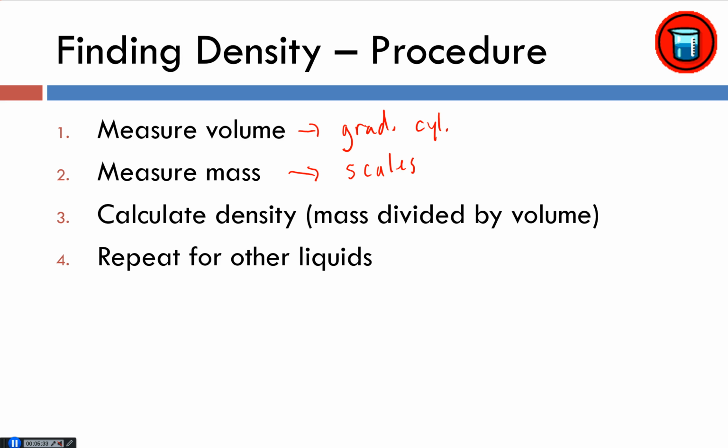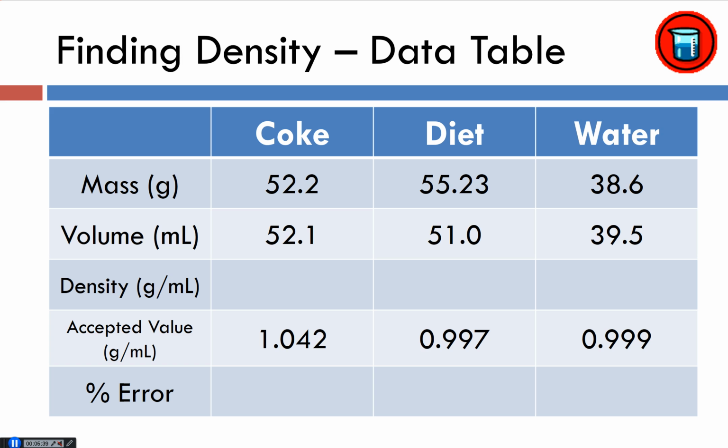And you can just repeat this calculation, or this whole procedure really, for the other liquids. So in class we had students come up to help me out with taking the mass and volume measurements of Coke, Diet Coke, and water. And here's some sample data. I'm guessing you don't have triple beam balances and graduated cylinders at home. So we've got the mass for all three, the volume for all three. We've also got the accepted values here.